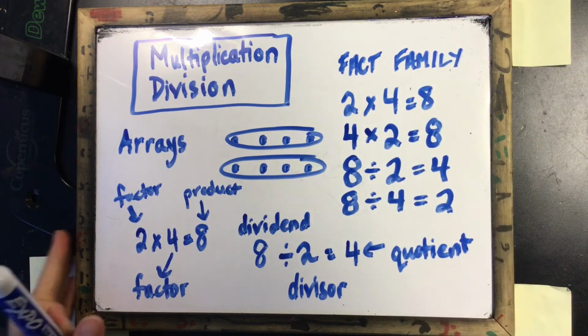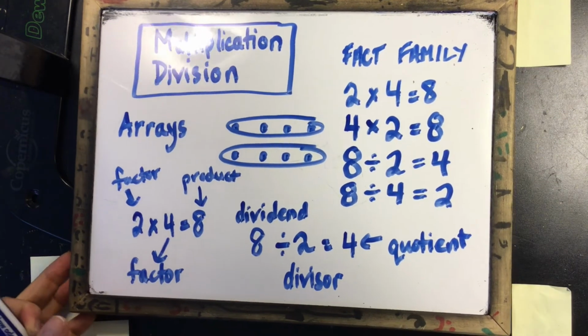Okay, next I am going to use a different board, okay? So let's continue to talk about this. We now have the understanding of what an array is. We have an understanding of what a fact family is. We've talked a little bit about what a multiplication sentence is and what a division sentence is, okay?